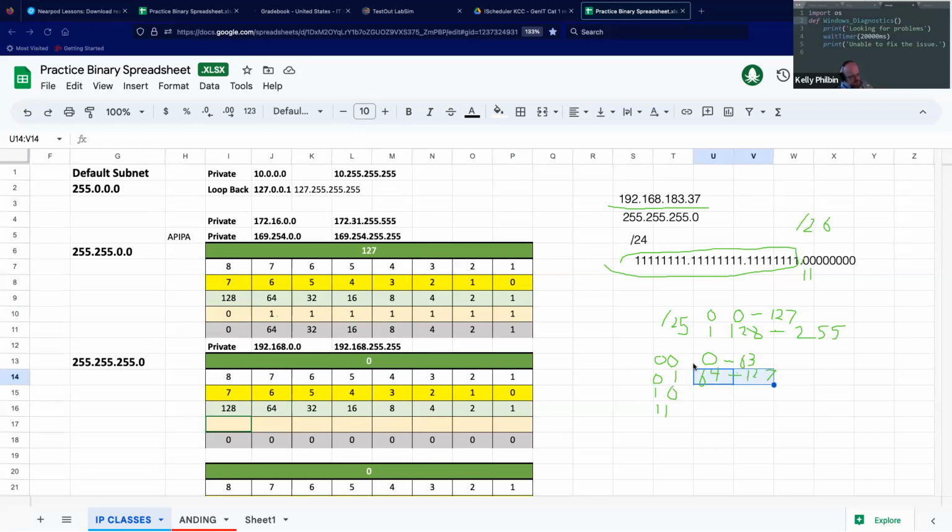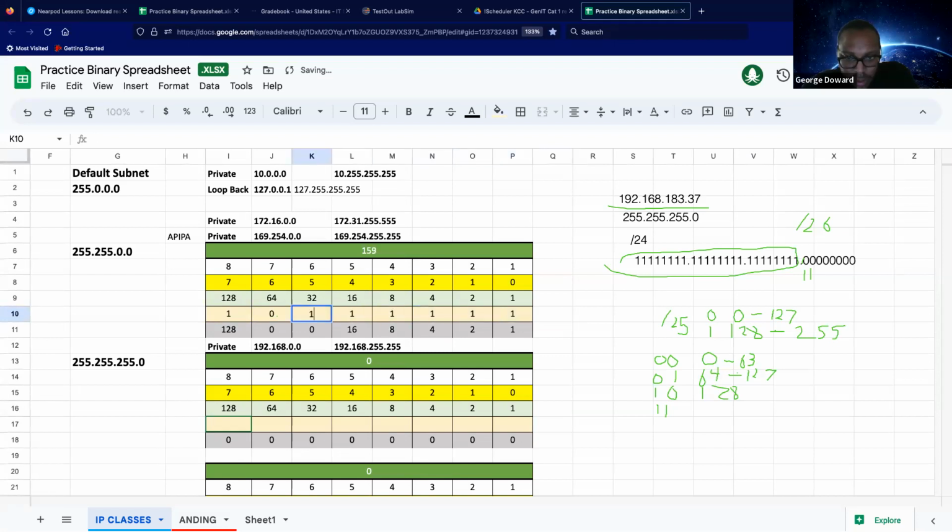Now, what else do we notice? So we have the 0 network, and 0 1 is basically just the 0 network, but it's cut in half, isn't it? So we've doubled the number of networks we have, and the number of computers in each network is cut in half, right? All right, so we can kind of go up from here. So 128, and go all the way up to 191.